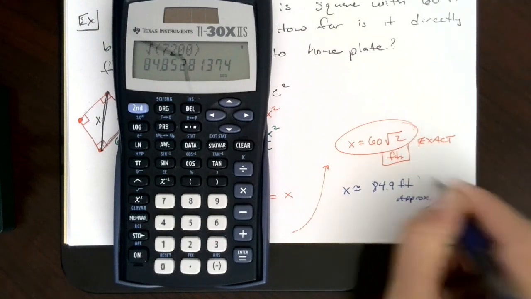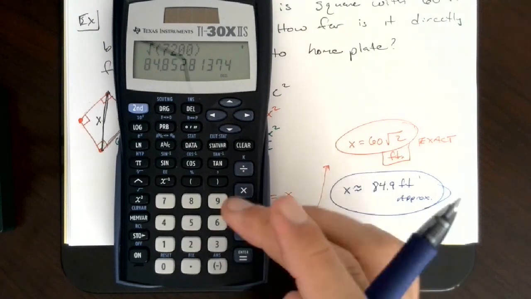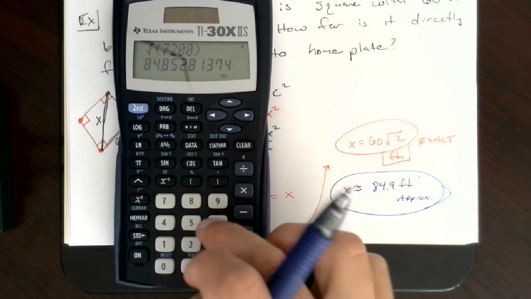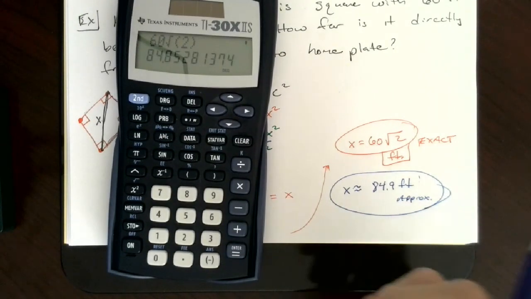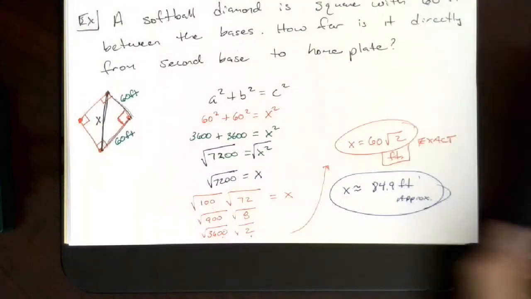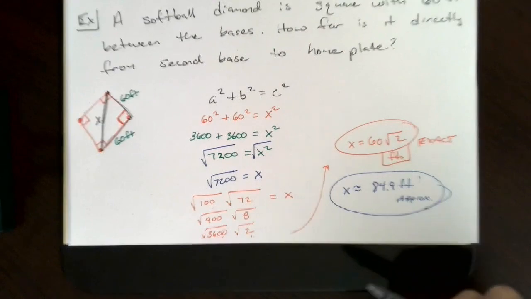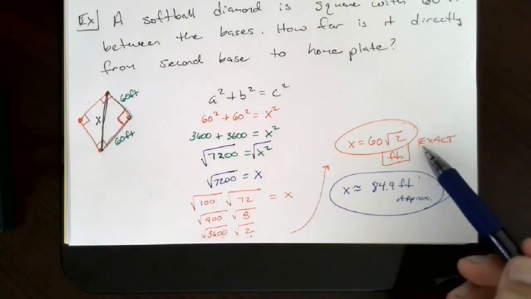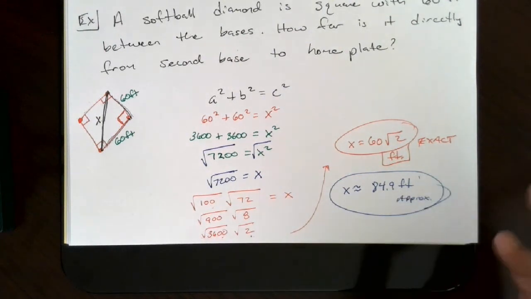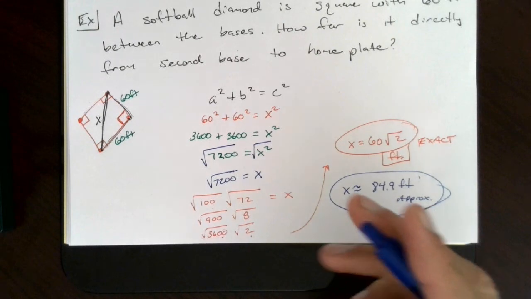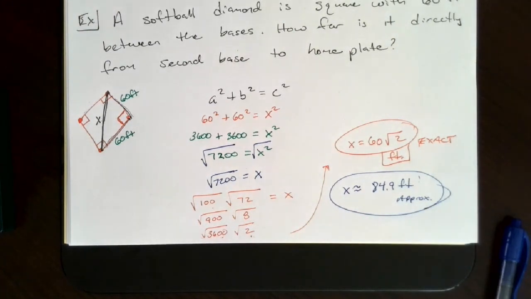Remember, the approximation will be the decimal number. The exact answer will be the one that you leave in terms of a radical, unless it's a perfect square, of course. If I type 60 times the square root of 2, notice you get the same answer. So either use the exact answer to get the approximation, or use the square root of 7200 and get the approximation that way. But we want the exact answer unless we specifically ask for an approximation. Make sure you're reading the directions, especially on any written assignments I give you, tests, or my math lab, because it'll tell you where to approximate to. If I don't tell you to approximate, it means give me the exact answer.